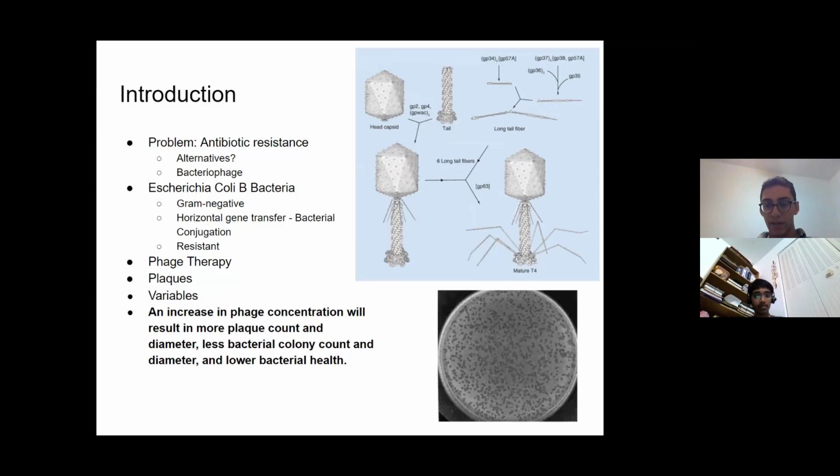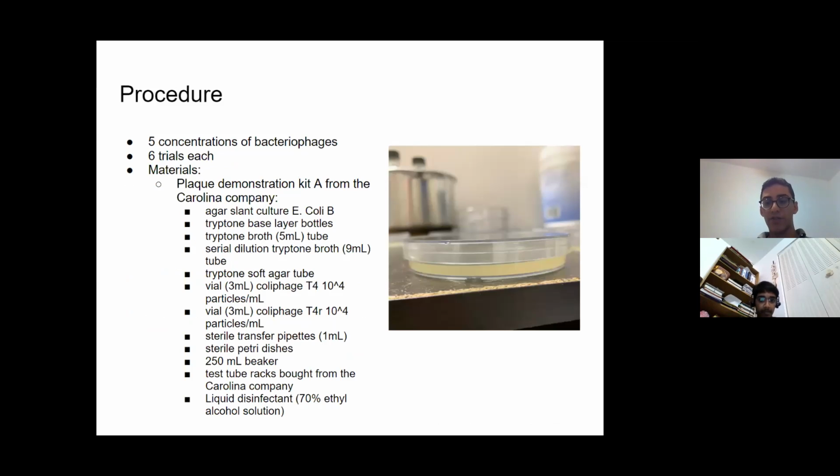So plaques are circular spots of dead bacteria formed when bacterial lawns have been attacked by bacteriophages. By analyzing them, we can see how effective phages are. Our hypothesis is also on the screen. So we tested 5 concentrations of bacteriophages with 6 trials for each one. You can see a list of our materials on the slide.